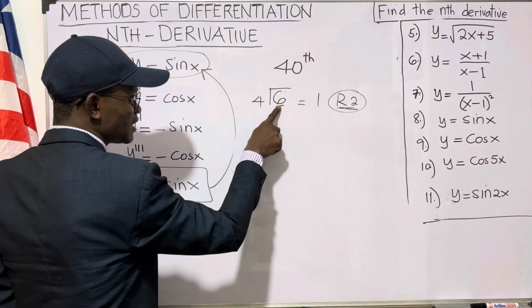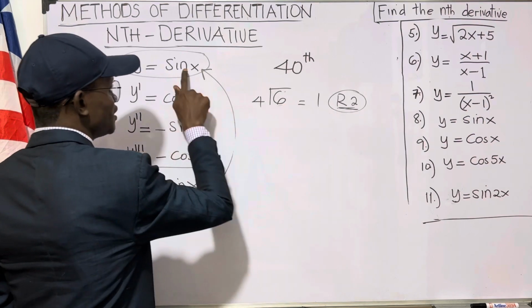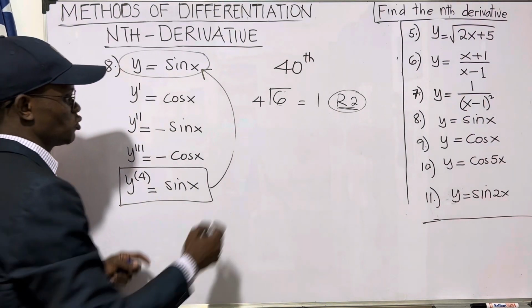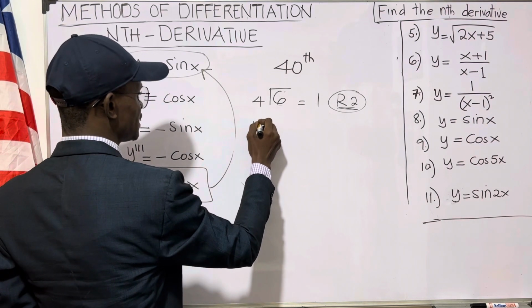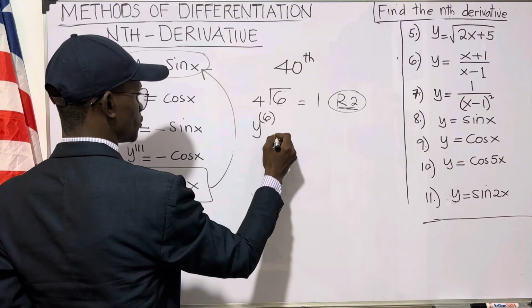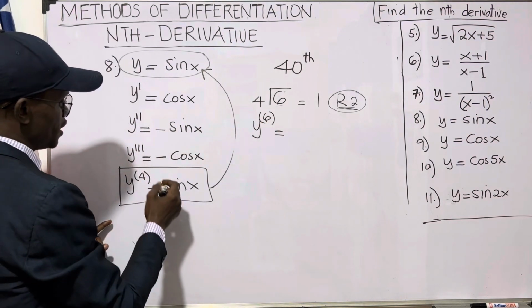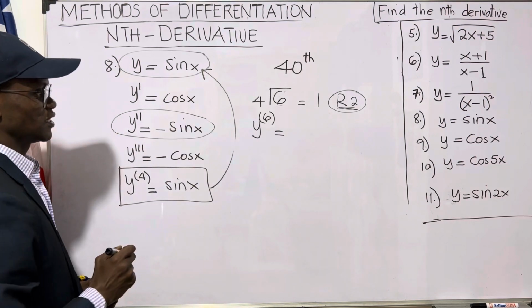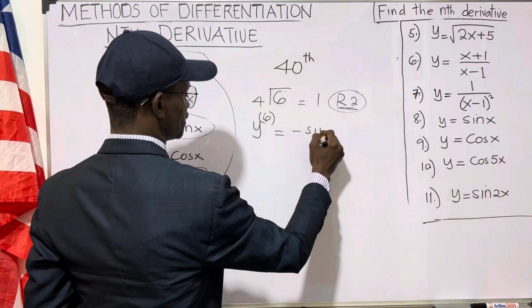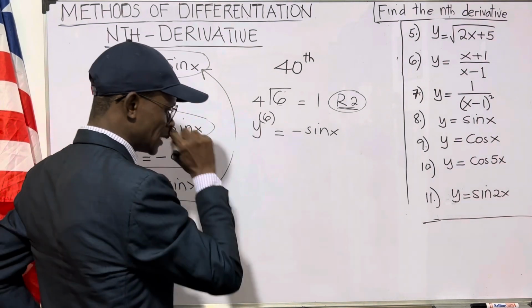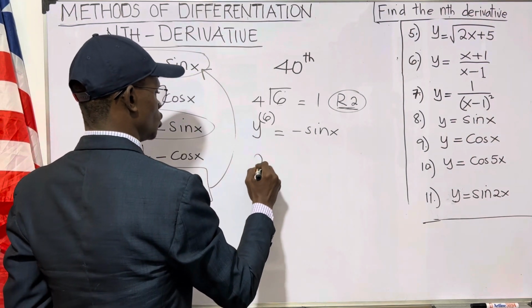Because the first four derivatives resulted back in the original function, which is sine of x, we just need to differentiate sine of x 2 times. Instead of differentiating sine of x 6 times, we differentiate it 2 times because the remainder is just 2. So the 6th derivative would just be the 2nd derivative of sine of x, which is minus sine of x.